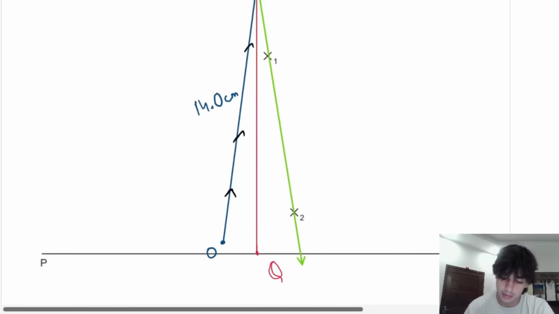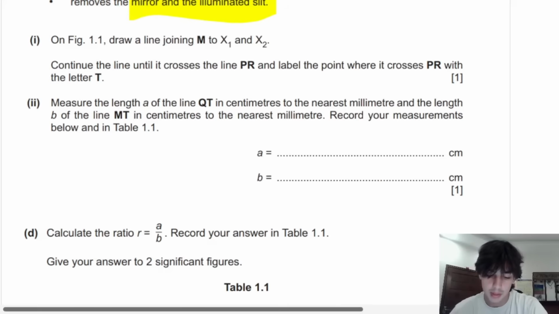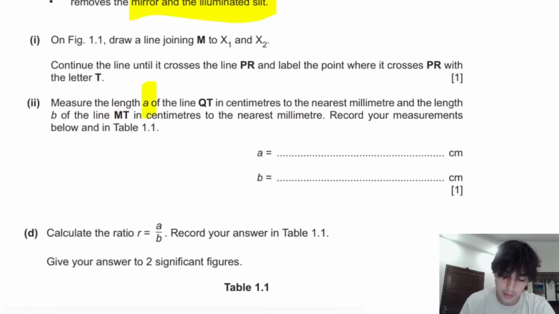So we can see that it continues until it crosses PR, and we're going to say that this point is point T. Measure the length of A. So we're given a distance that we're going to denote as A, and it's line QT to the nearest millimeter, and the length of B, the line MT, in centimeters. Record your measurements below in table 1.1.